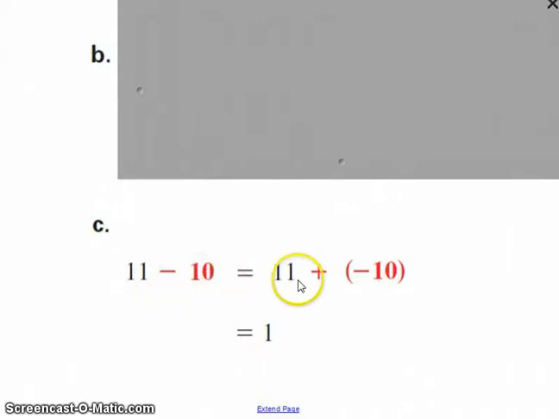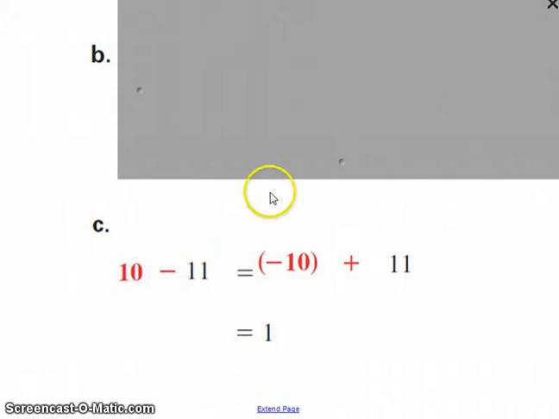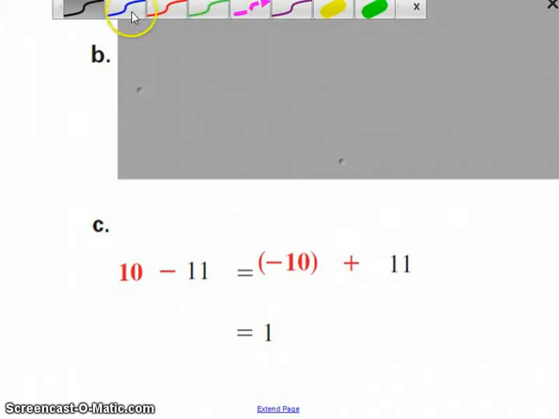11 minus 10 is the same as 11 plus negative 10. That commutative property says that I can rearrange this order, right? Sorry, this is a little clumsy to work with, but negative 10 plus 11, that's 1. But if I tried to rearrange the order here, 10 minus 11, that's not 1. It doesn't work any longer.